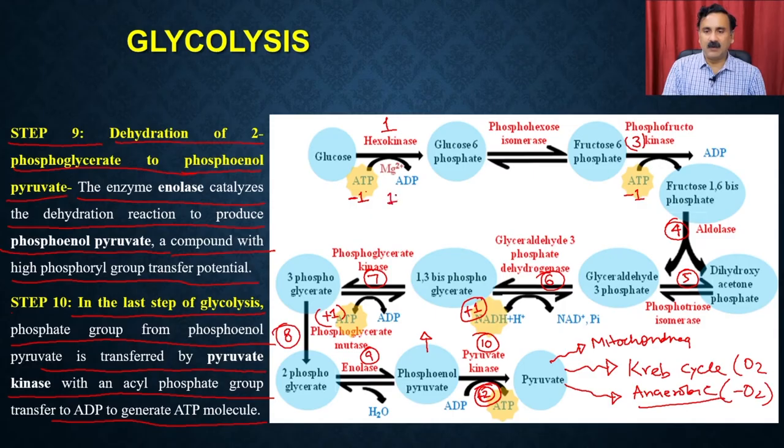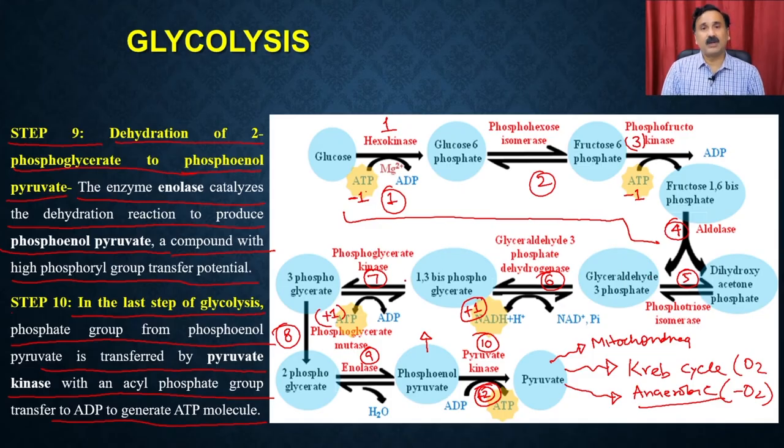So this is number 1, this is number 2, this is 3, this 4, 5. So what you see here is that from step 1 to 4, there is a utilization of energy by the system. And then from 5 onwards, there is a production. So let's see how it is being done, okay?